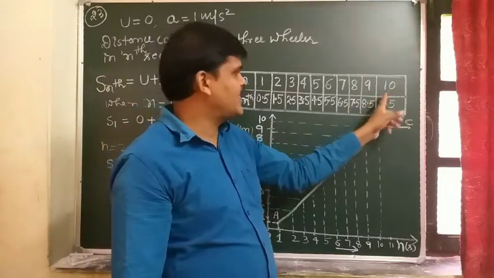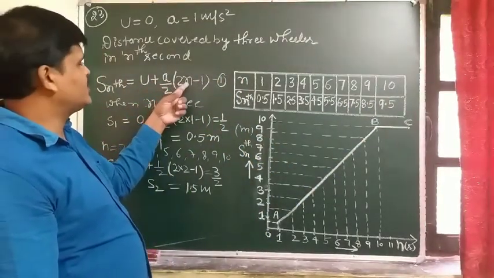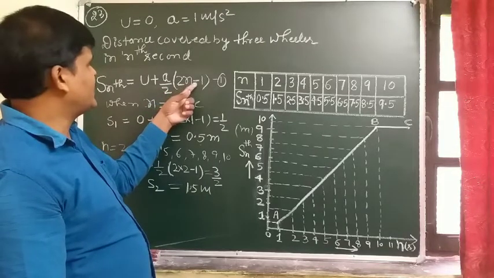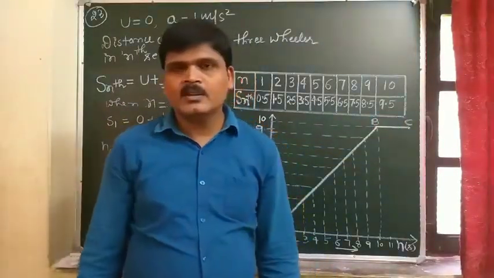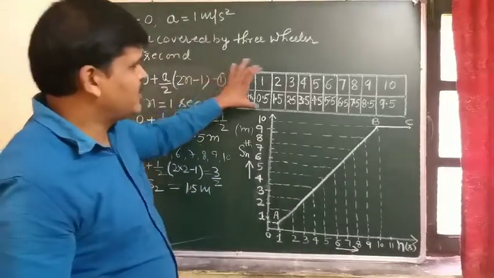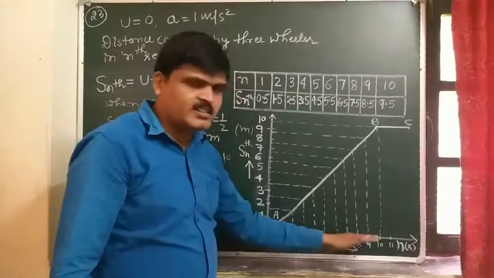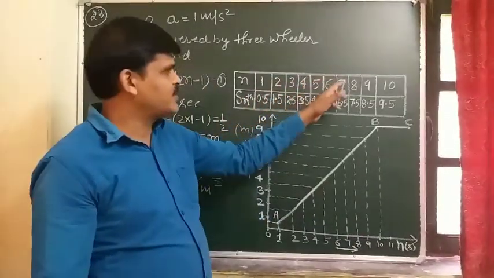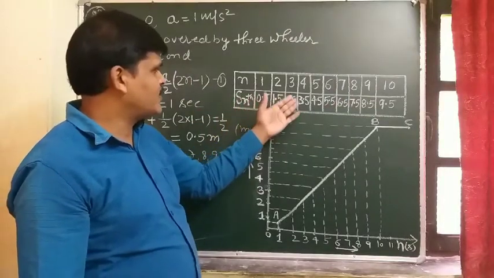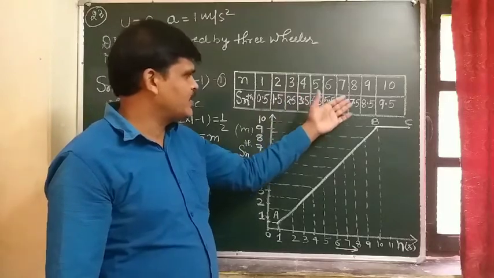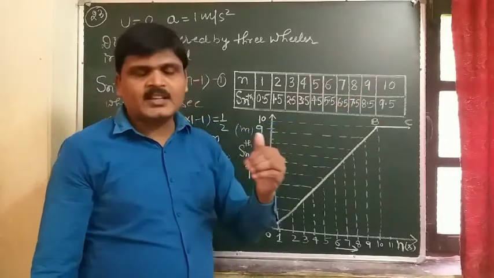And when we put 10 in this equation, it is 1 by 2 into (20 minus 1), that is 19 by 2, which comes out to be 9.5 meter. So this is the table for the distance traveled by the object in various seconds, for 1, 2, 3, 4, 5, 6, 7, 8, 9, 10. The three-wheeler travels distances of 0.5, 1.5, 2.5, 3.5, 4.5, 5.5, 6.5, 7.5, 8.5 and 9.5 meters in the successive seconds up to 10 seconds.